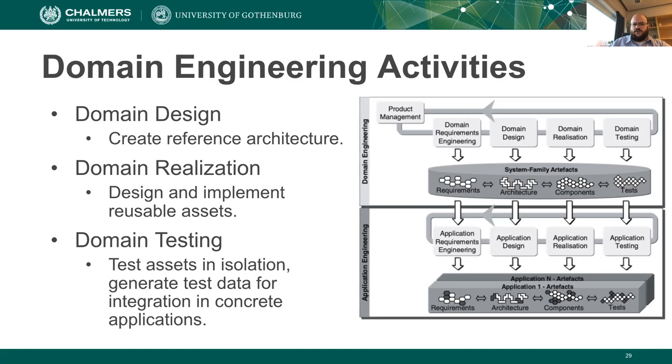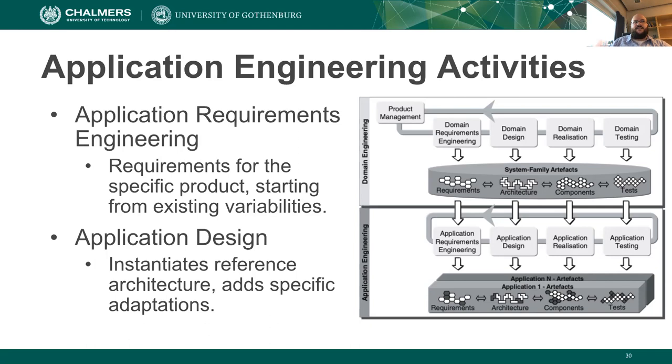Application engineering then consists of similar activities for each of the individual concrete products. So first you have your application requirements engineering. And here you're going to identify the specific requirements of your individual product, right? So as opposed to requirements engineering for a normal single system, this is going to start from your commonalities and variabilities. And your goal is to stay as close as possible to your product line infrastructure. They have to do the minimum additional effort to produce a concrete product.